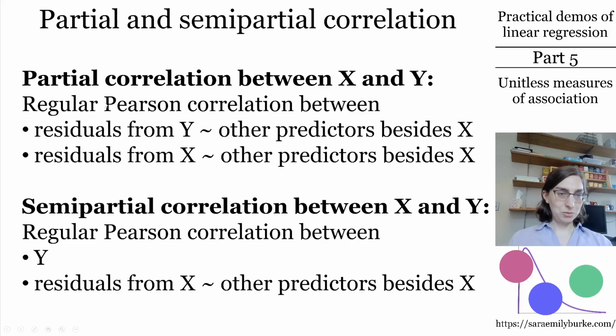The semi-partial correlation between x and y, adjusting for a bunch of other variables, is the regular Pearson correlation, but again, not between x and y directly. It's the regular Pearson correlation between y itself and the residuals from a model predicting x based on all the other predictors besides x. The partial correlation will always be higher than the semi-partial correlation because it takes out some of the unexplained variance from y, this part, before computing the correlation, whereas the semi-partial correlation just uses all of the variance in y, and so it will be a smaller number. But both of these correlations are restricted to be between -1 and 1, just like a regular Pearson correlation.